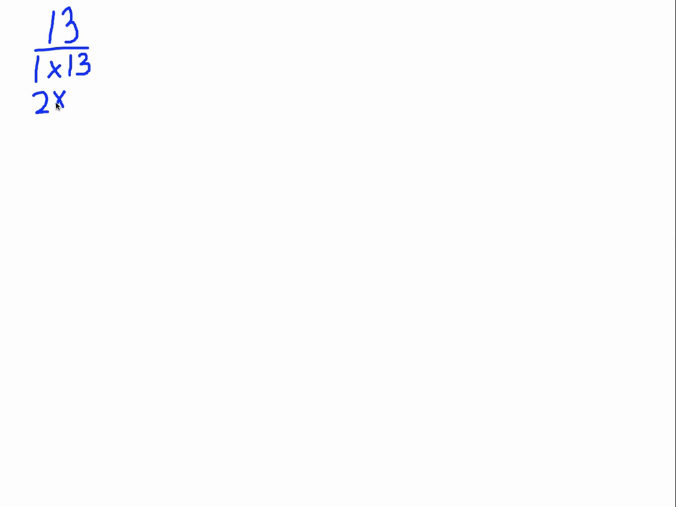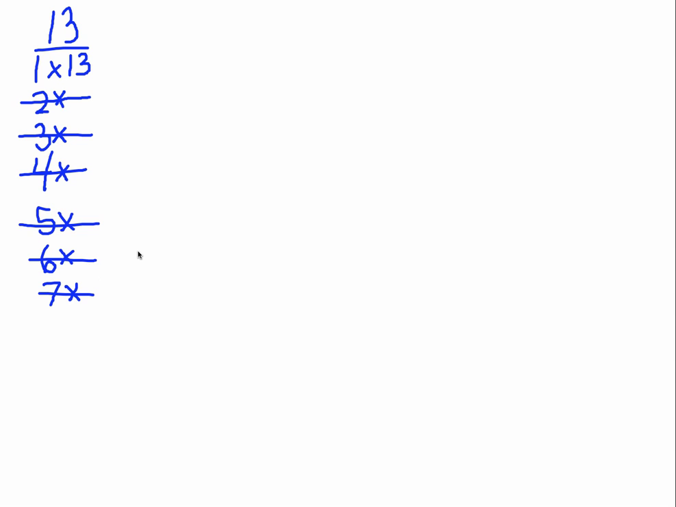Then we try 2. We know 2 times 6 is 12, 2 times 7 is 14. It's not going to work. Then we try 3. Skip counting maybe. 3, 6, 9, 12, 15. Doesn't work. 4, 8, 12, 16, doesn't work. Try 5, 10, 15, didn't work. 6, 12, 18. Now we're to the number 7, 7, 14.